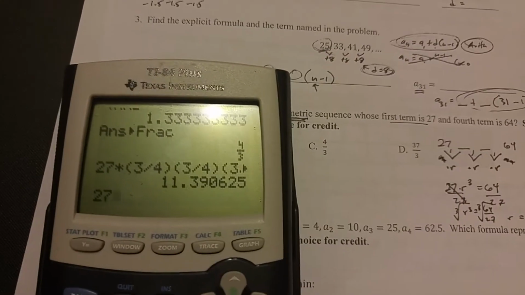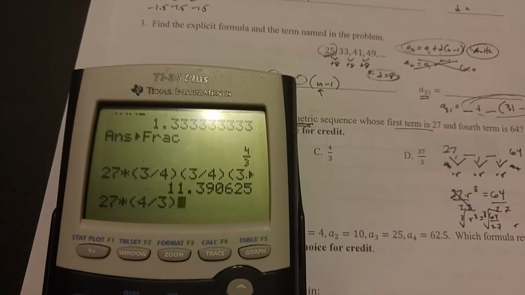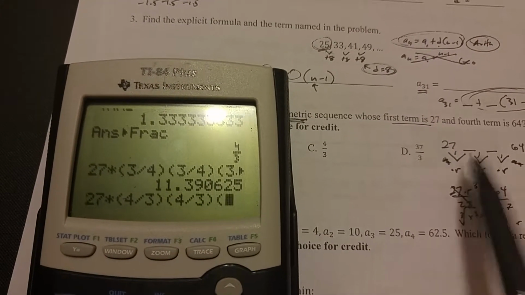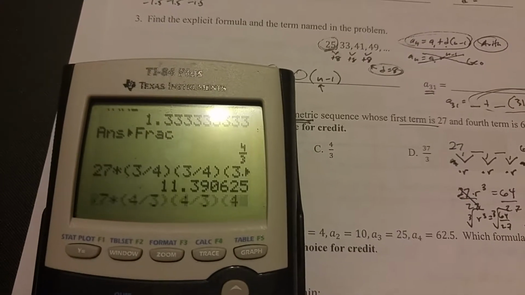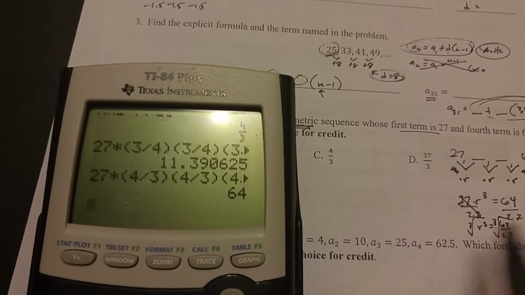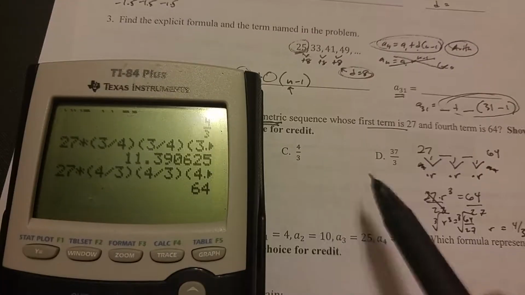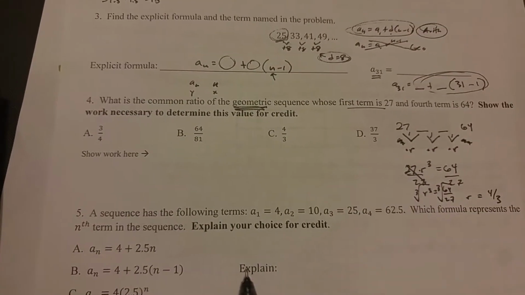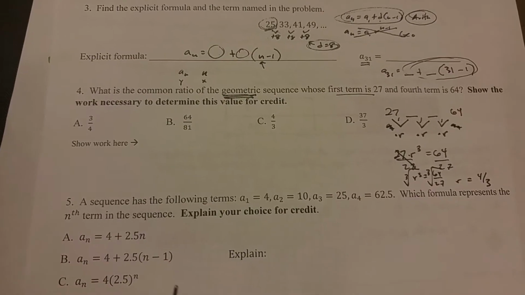You could have said 27 times 4/3, that gets me to a sub 2, times another 4/3 gets me to a sub 3, times one more 4/3, and that puts you at 64. So if you just checked all of your answers, there are only 4 of them, so just plug them in and check, then you can see that the answer is C as well.